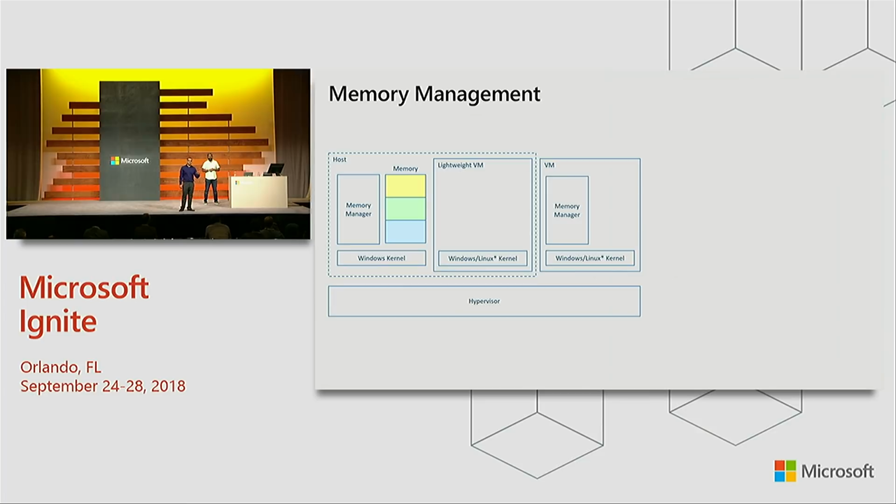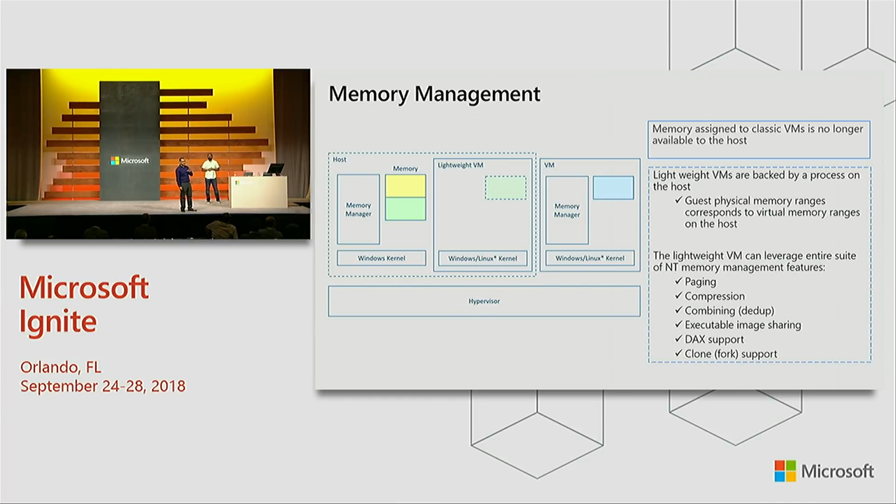So to drill into the memory management piece: in a traditional virtual machine, you see your host here, and the virtual machine. If you allocate memory to the virtual machine, it's no longer available to the host in a standard virtual machine. With a lightweight VM, the memory gets projected into it. The physical memory on the lightweight virtual machine is actually still a virtual memory range on the host. And that means it's subject to all of the memory management policies that the host implements, which includes paging, compression, combining, executable image sharing, direct access execute, so DAX support, I'll talk about that, and cloning, so we can duplicate these things very easily.